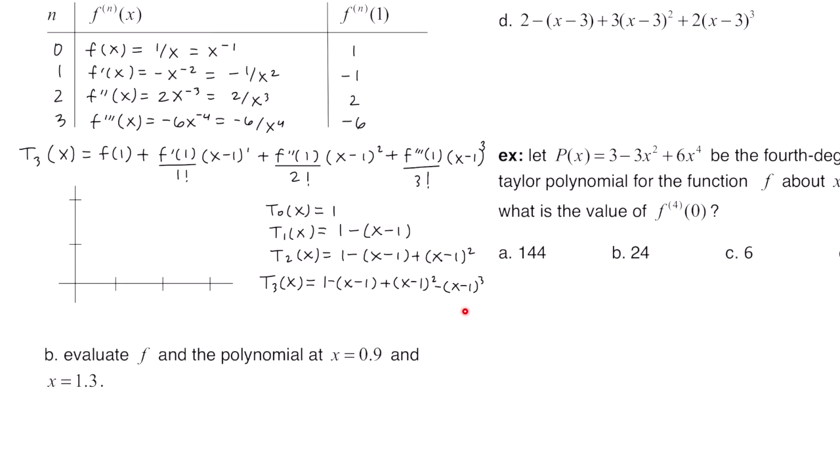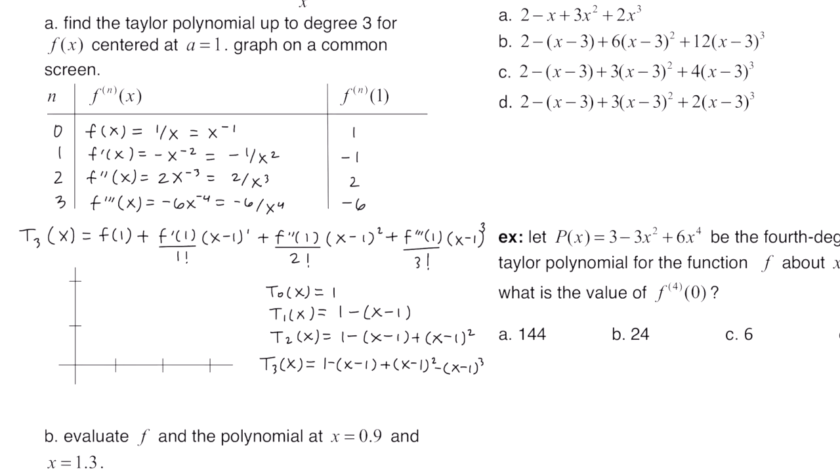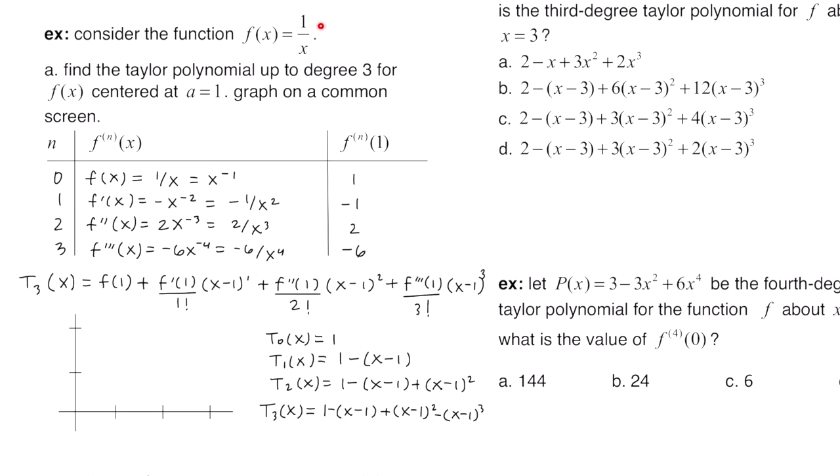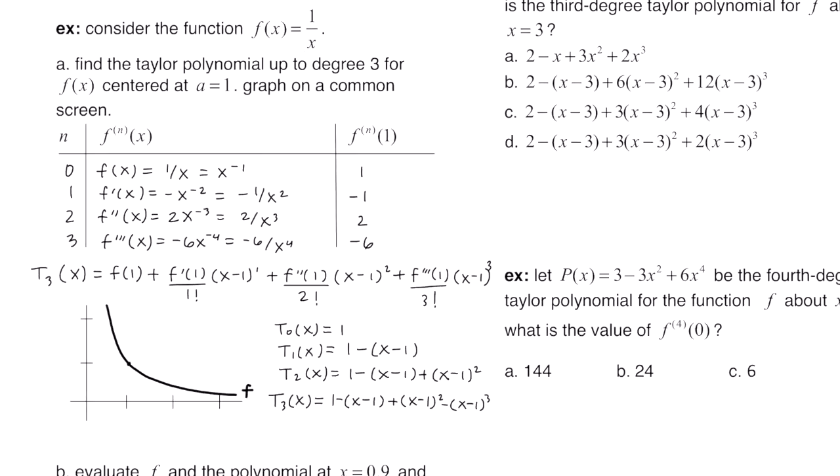And what we're going to do is look at the original function. Our original function is 1 over x. So let's go ahead and graph that on here. So to the right of the y-axis, here's our graph for 1 over x. And again, we're kind of focusing on this graph at x equals 1, so right in here.